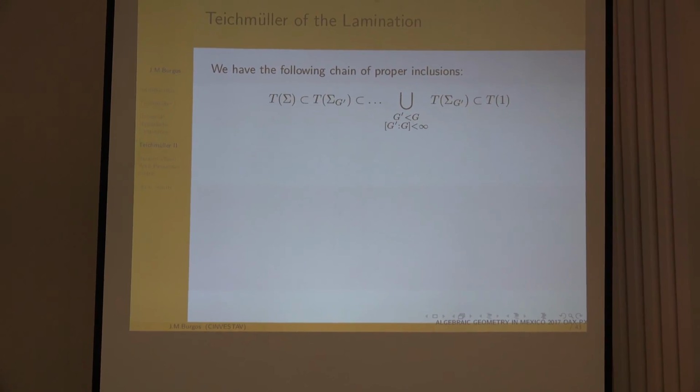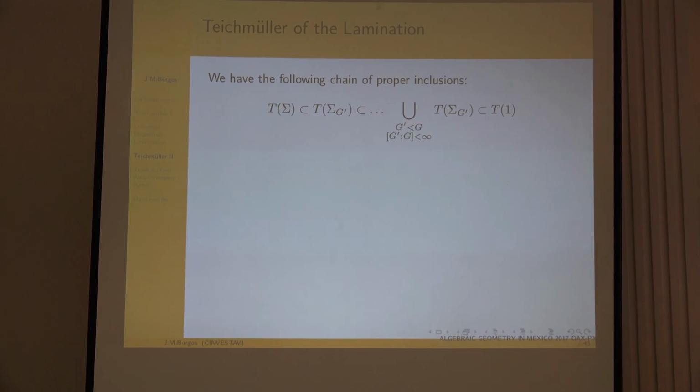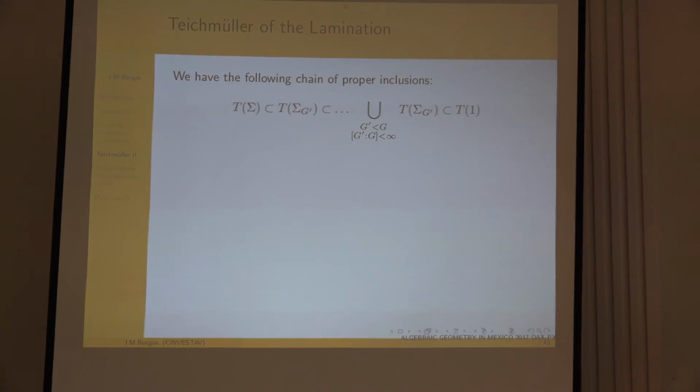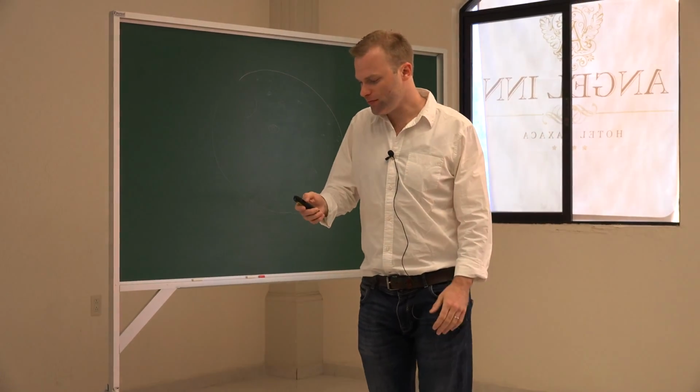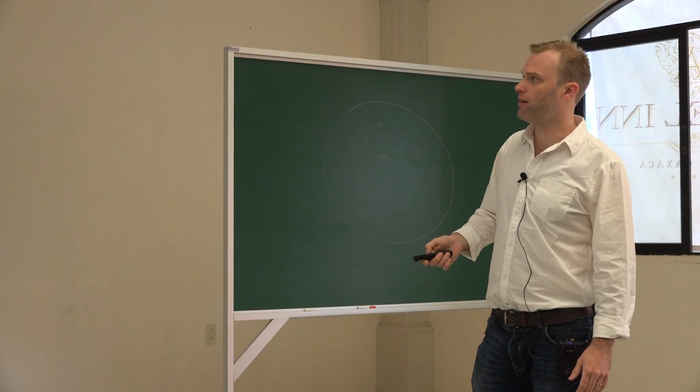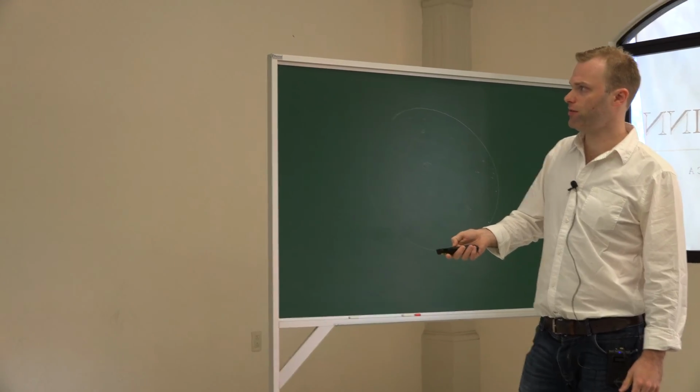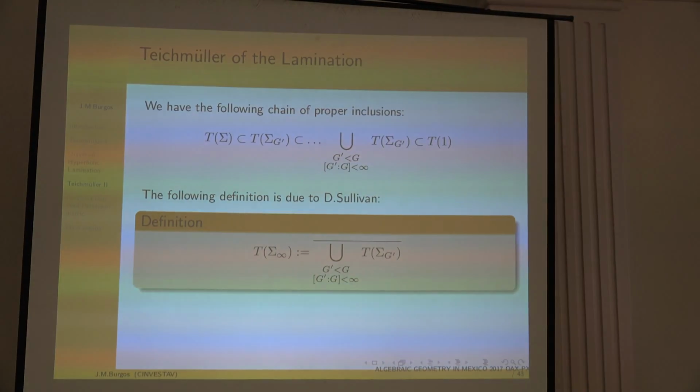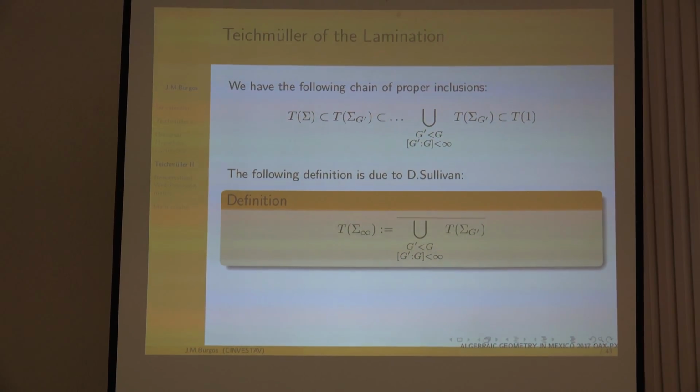And well, from now on, I will talk about new stuff that we need to prove our main results. We finished the preliminaries. And well, we have this chain of proper inclusions. And Dennis Sullivan defines his Teichmuller space of the lamination as the closure of the inductive limit.